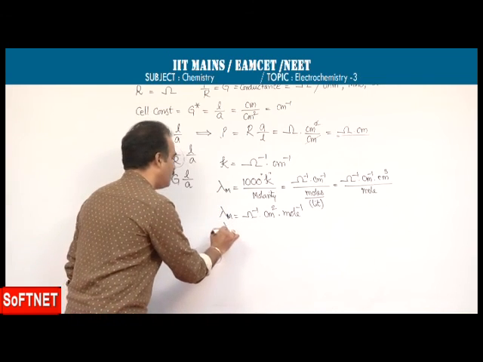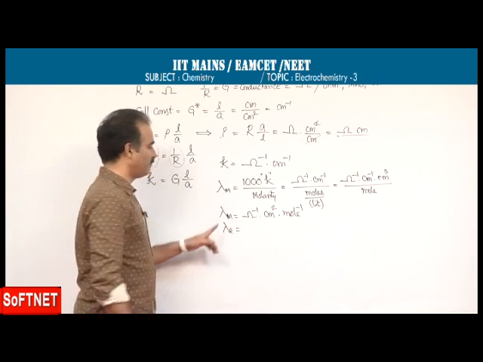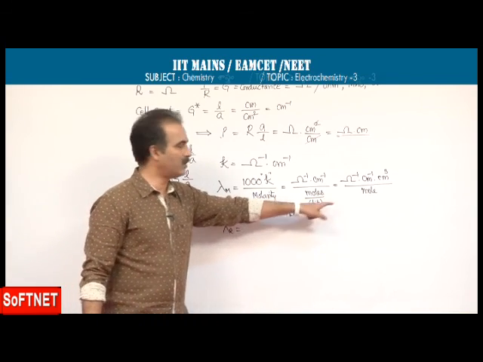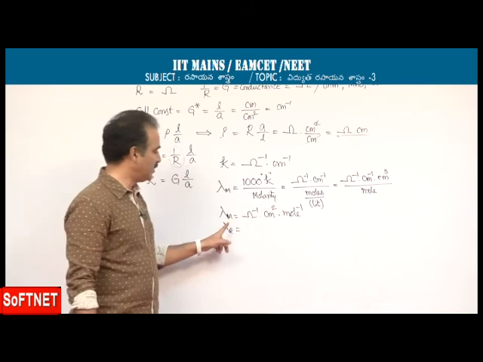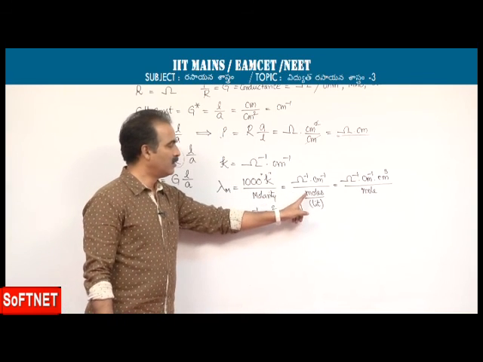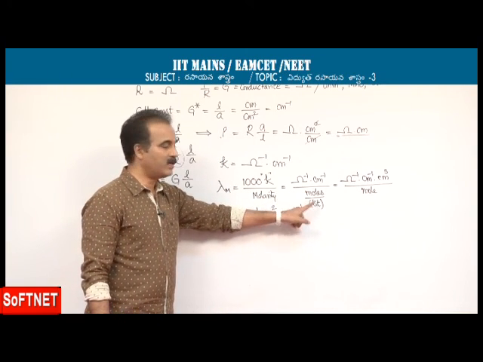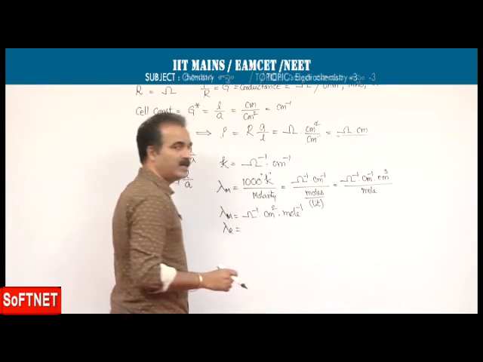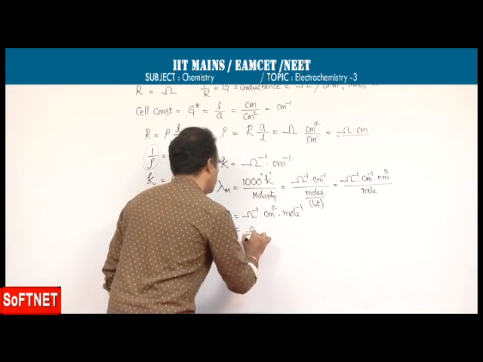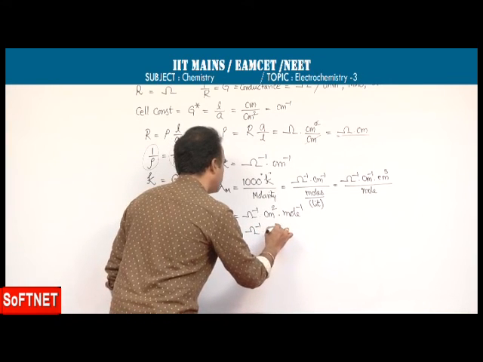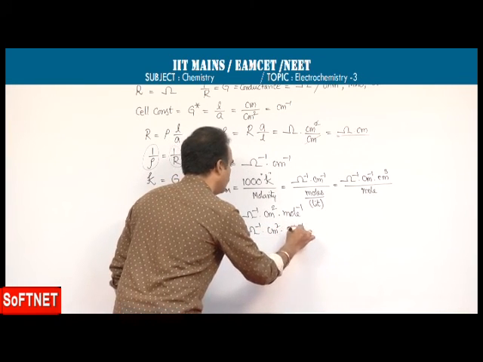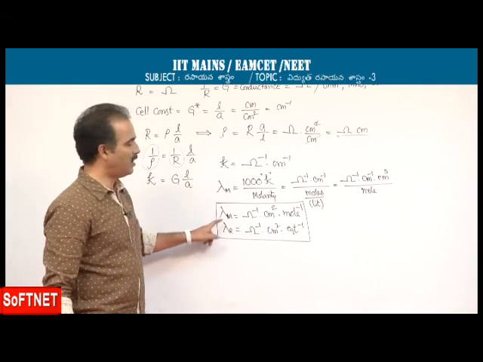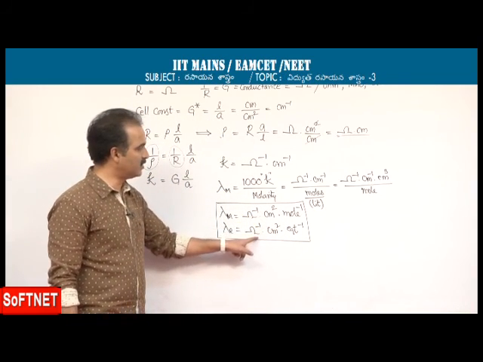Similarly, what is equivalent conductance? Molar conductance deals with moles per liter, whereas equivalent conductance deals with normality, that is number of equivalents per liter. So, only in place of moles you will get equivalents, that is ohm inverse centimeter square equivalent inverse. These are the units of molar conductance and equivalent conductance.